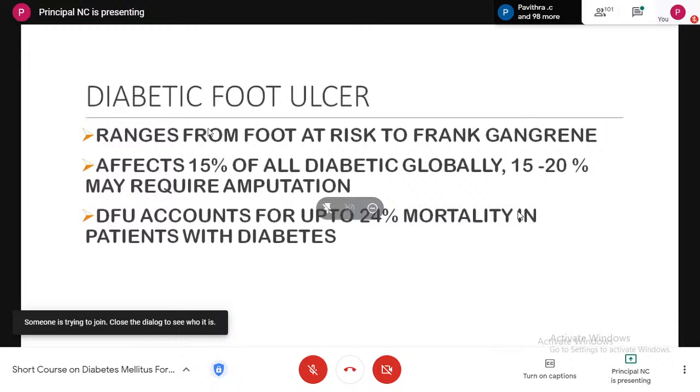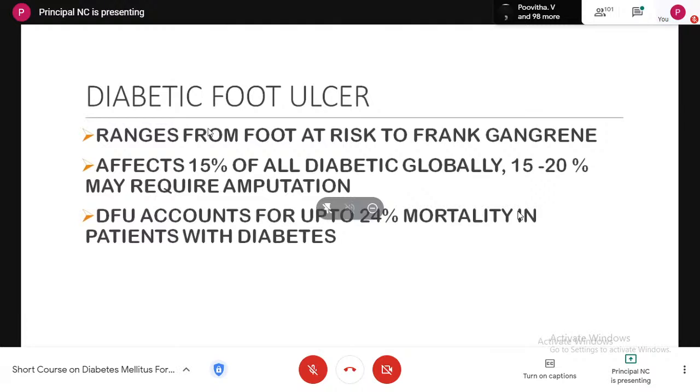So we have to remove the limb, otherwise the patient will lose his life because of sepsis and multiple organ failure. So it accounts for 24% of mortality in patients with diabetes. You all know that diabetes not only affects the foot, it affects kidneys, it affects eyes. The patient may lose his vision if you don't treat at the right time. It also leads to atherosclerosis. Atherosclerosis means the blocking of the vessels.